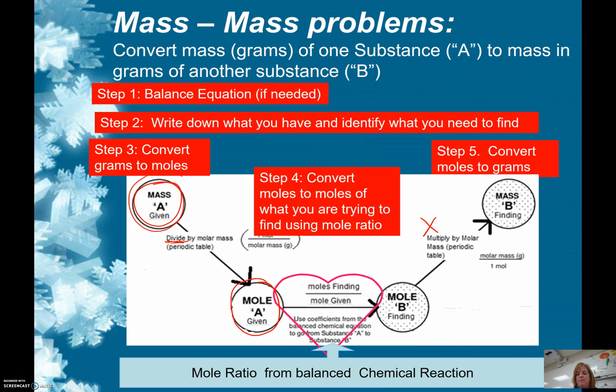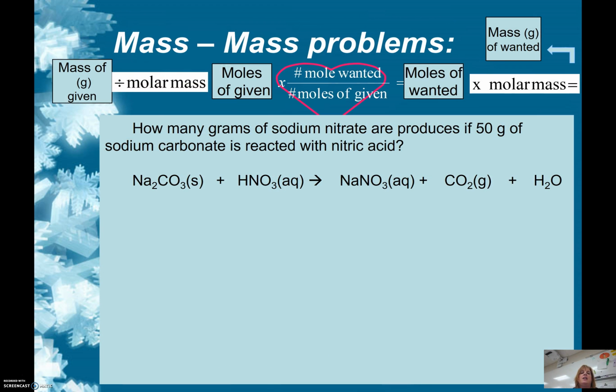So let's do this. I want to know how many grams of sodium nitrate are produced, sorry, that should be a D, if 50 grams of sodium carbonate is reacted with nitric acid.